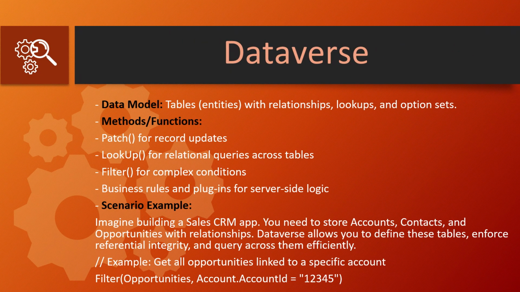So let's start with Dataverse. In Dataverse, the data model has tables with relationships, lookups, and option sets. In Dataverse, there are different types of methods, or you can say functions. First one is Patch, which is used for record updates. LookUp for relational queries across tables. Filter for complex conditions, and business rules and plugins for server side logic.